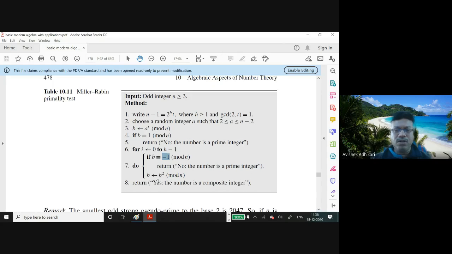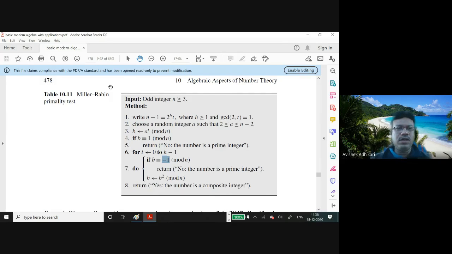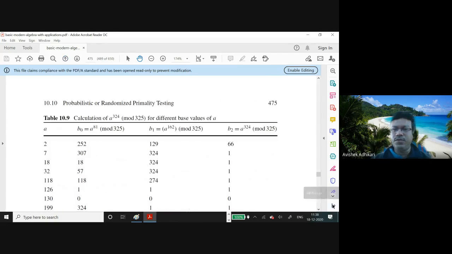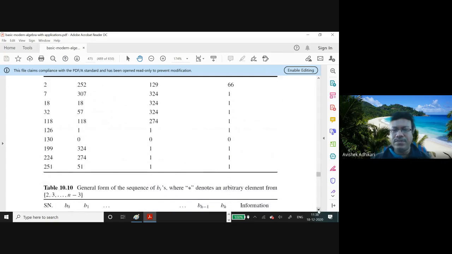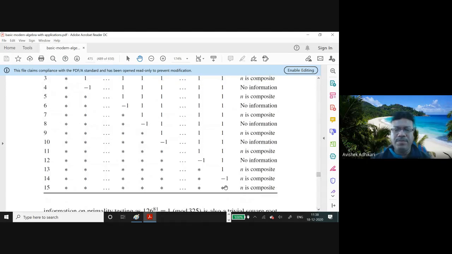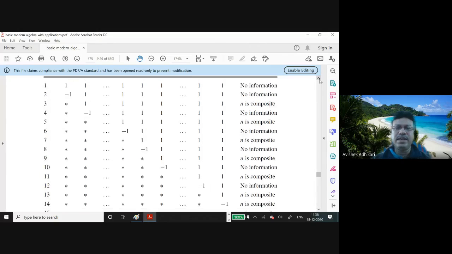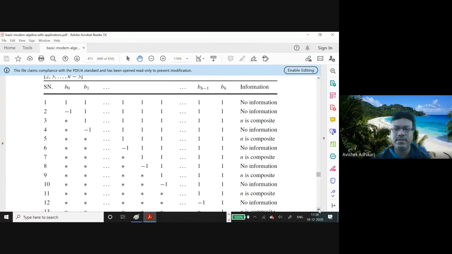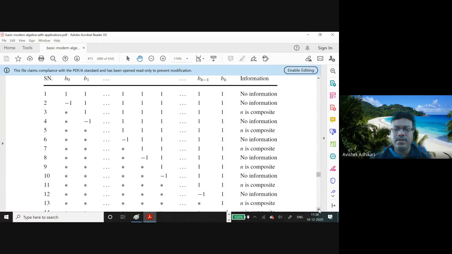So as a result, what will be your answer if you go back to the table? Yes, if you go back to the table, at the last step, what was your conclusion? The conclusion will be, if you might have star here, you might have minus 1 here, then your conclusion will be the number is composite, and that is the correct answer. Is it clear? Is it clear to you?